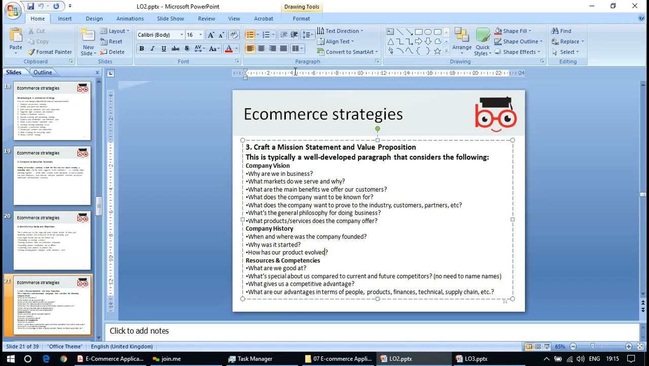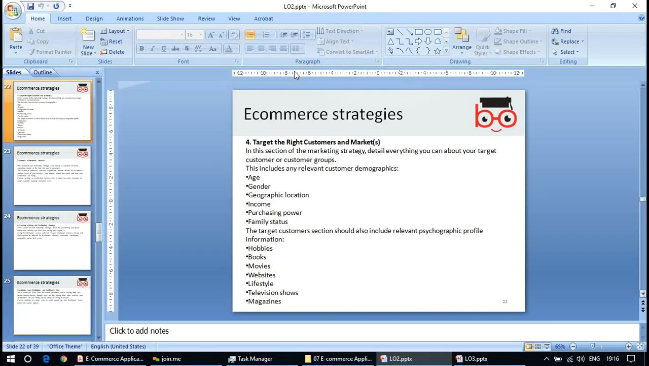Resources and competencies. What are we good at? That's most important. Are we really good or not? What's special about us compared to current and future competitors? What gives us a competitive advantage? What are our advantages in terms of people, products, finances, technical supply, etc. So overall, your mission should be clear. That's a strategy.